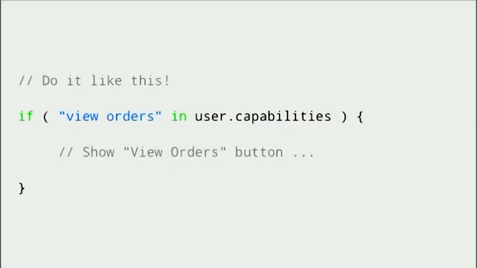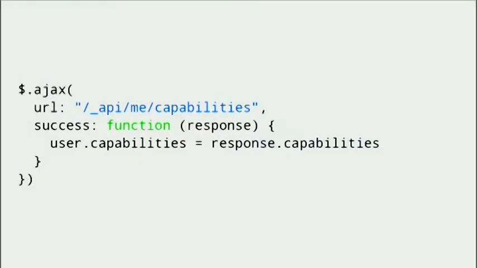Since the authority is the server, you need to be able to ask the server, what capabilities does the authenticated user have? Or the server could somehow proactively provide that in scope. So if you needed to, you could implement something like this, where you specifically ask, give me the capabilities of the authenticated user.